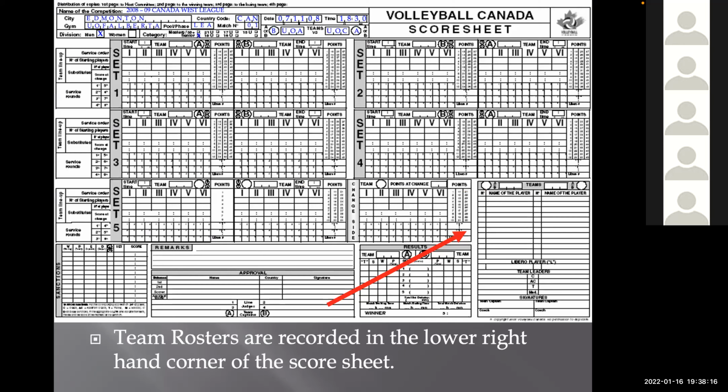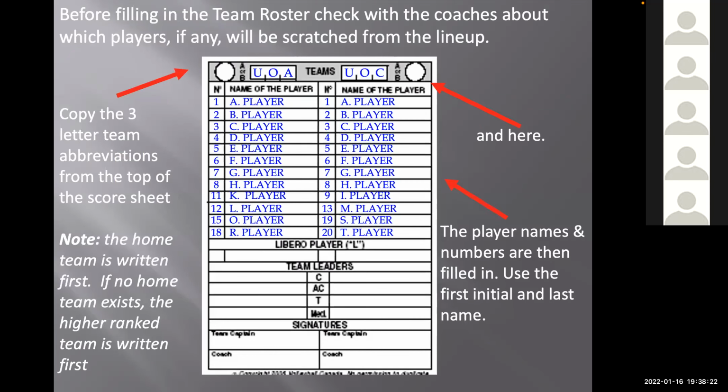Team rosters. So that's the part over where the arrow is pointing there in the corner. If you're going to write them out, they should be written down in numeric order, and they're written with the first letter of their first name, and then their whole last name. So that's where it says A.player. In my case, that would be T.rot. We'll go through all of them. There should be enough space for everybody.